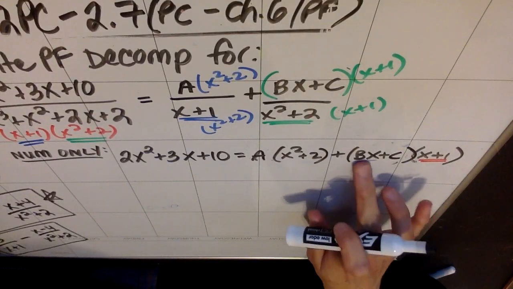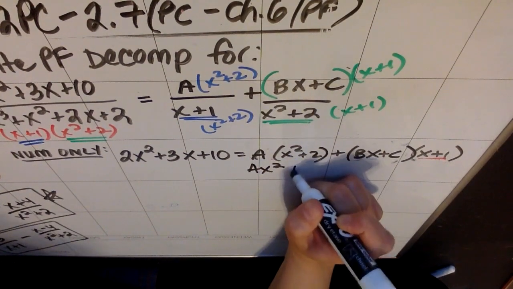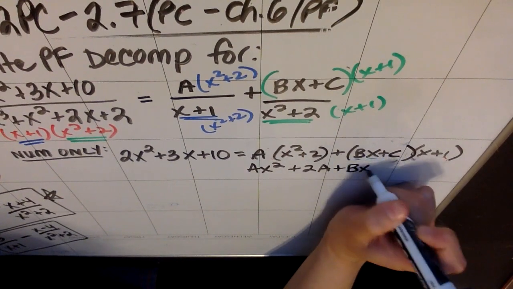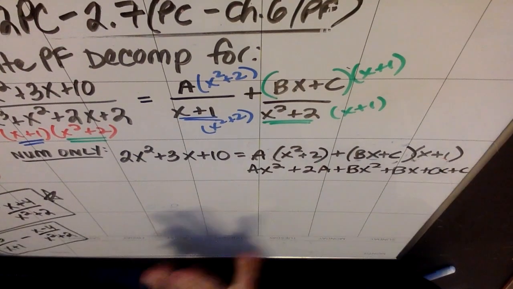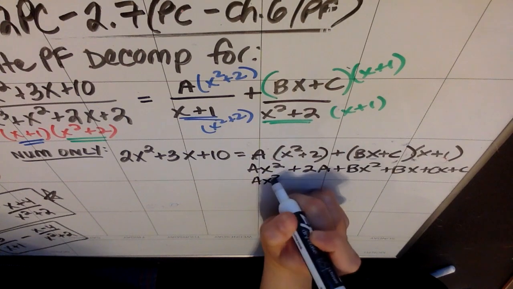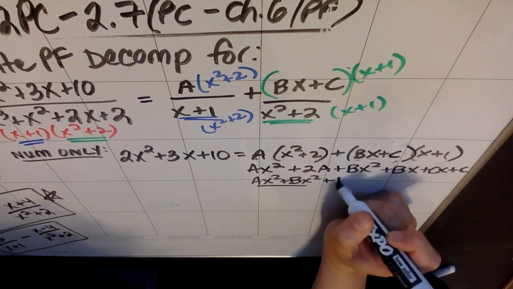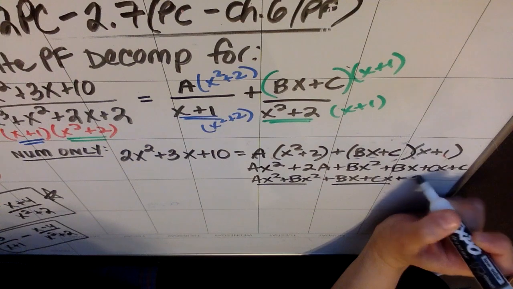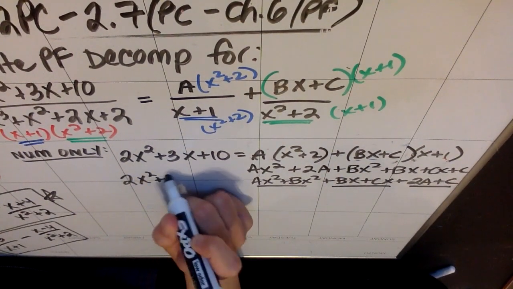If I distributed and cleaned everything up on this side, I'm going to get an ax squared, right, plus a 2a. When I FOIL this, I'm going to get plus a bx squared plus a bx plus a cx plus a c. Now, that looks kind of messy, but if I put everybody together based on their like terms, it seems to me that I have ax squared and a bx squared, right? Those are my x squareds. For the x's, I have a bx and a cx, right? Those are the x's. And for my constants, I have a 2a and a c, right? So that has to equal the 2x squared plus 3x plus 10.